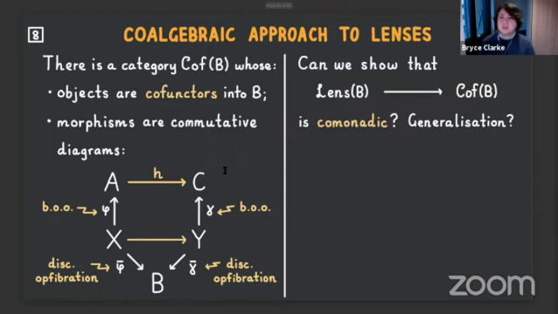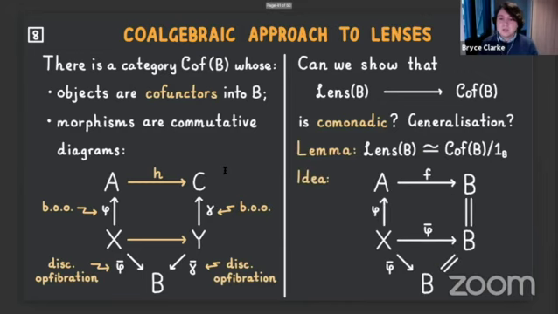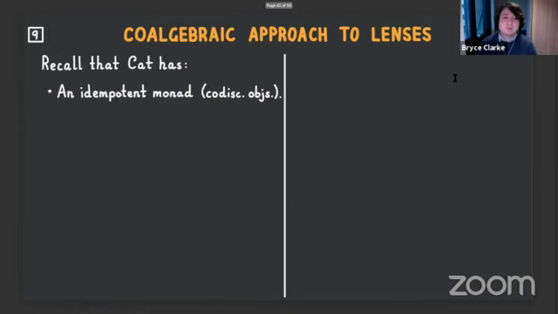Okay, and so the third part of our talk is we want to show that this functor is comonadic, and also maybe see if this also gives us a generalization of lenses. One thing we can note, first of all, is that Lens of B is actually equivalent to the slice of cofunctors over B, sliced over this trivial cofunctor, the identity. If we look at a morphism here, we see that this square is just a triangle, which is a lens. Now, from this lemma, we can prove comonadicity very easily, because it's just a forgetful functor from a slice to Cof, but we can actually see it a little bit more concretely.